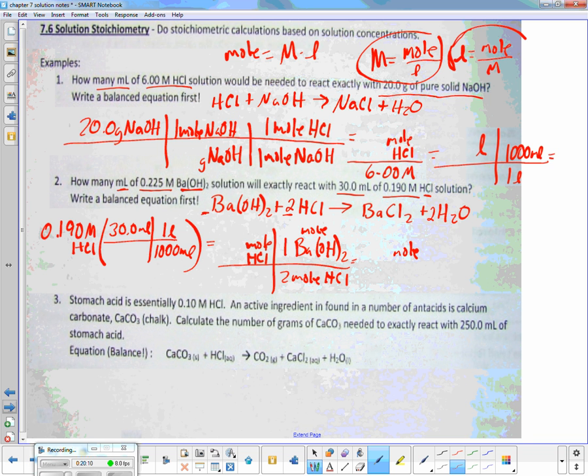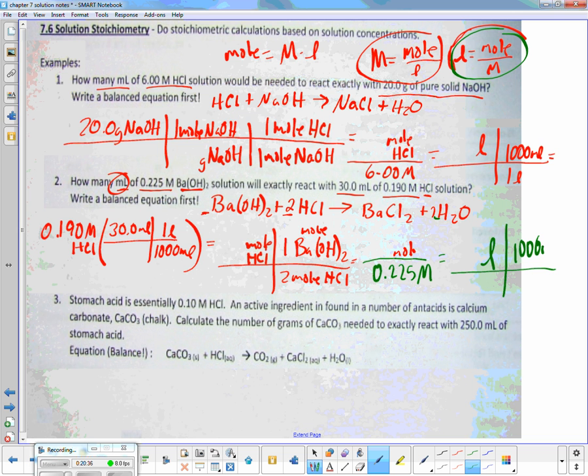Now I go back to the top because it wanted milliliters. Now I'm going to be using this equation right here to find liters. So now I'm going to take that mole and divide it, whoops, sorry, there went my 2. Divide it by 0.225 molar. That will give me liters. Do the same thing again, 1,000 milliliters divided by a liter, and I've got my answer. I need to fix that too for you. Sorry.